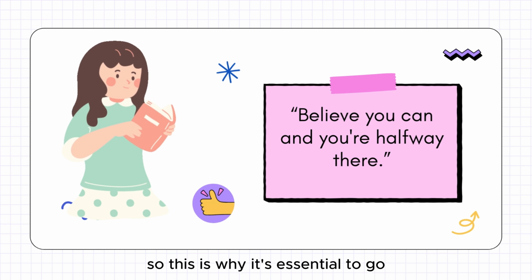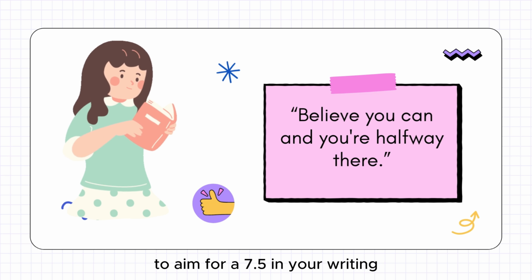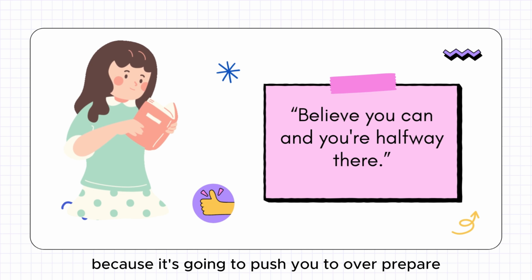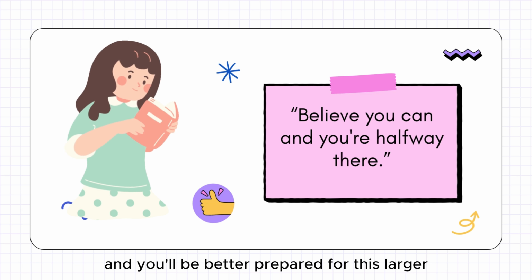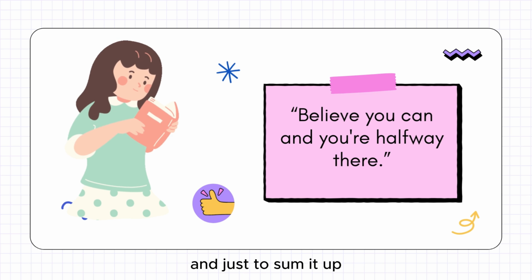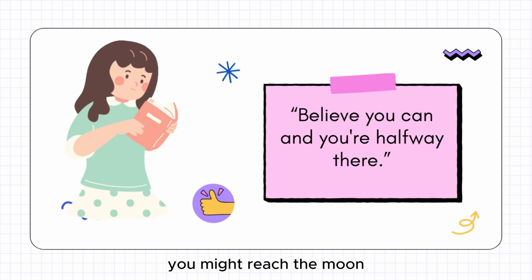So this is why it's essential to aim for a 7.5 in your writing, even if you just need a band 7, because it's going to push you to over prepare, and you'll be better prepared for this larger jump that is needed. And just to sum it up, aim for the stars, you might reach the moon.